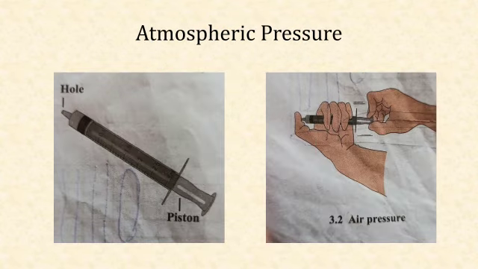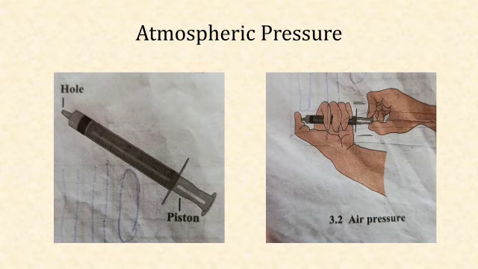Atmospheric pressure. To study atmospheric pressure, there is one simple activity. You can do this activity at home if you have an injection syringe. Take an injection syringe without the needle, pull its piston and observe it as you do so. The piston can be pulled out easily. The piston then remains in that position even if you let it go. Refer to the first picture on the screen.